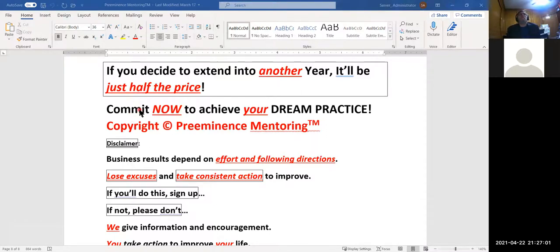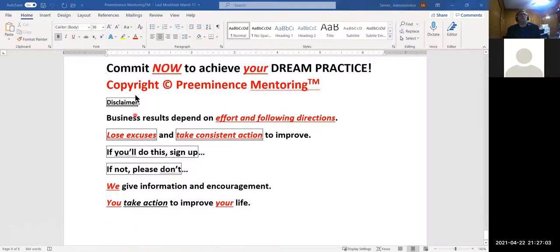So basically, don't wait. The longer you wait, the longer it takes to get there. All I am is a shortcut to get there. So commit now. Jump into it. That's how you make quick changes. You act immediately. Achieve your dream practice. Business results depend on effort and following directions. I can't do it for you. I can tell you how, but you have to act. Lose your excuses. Take consistent action to improve.